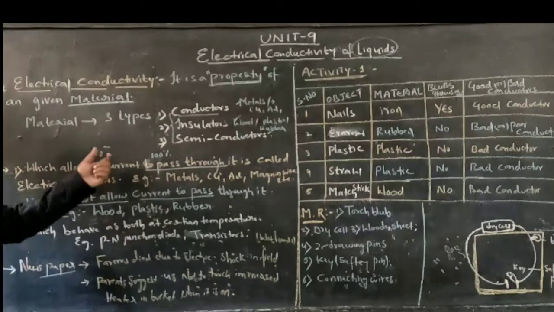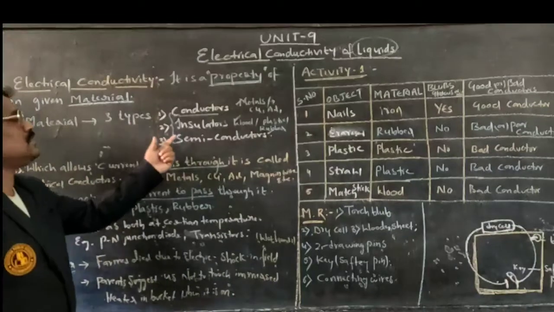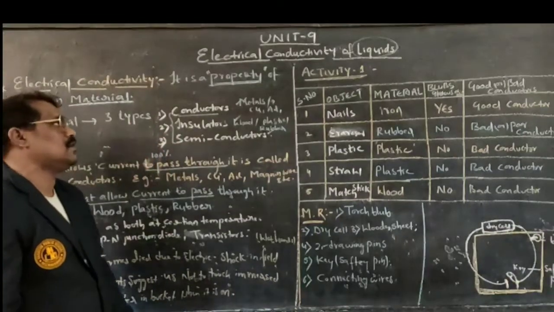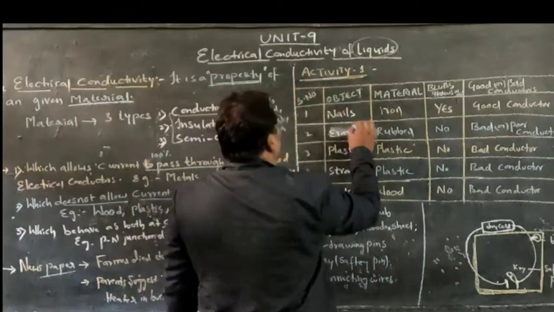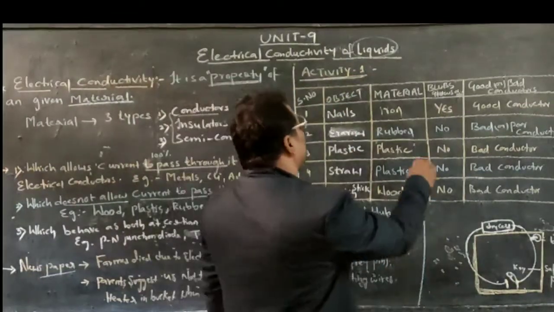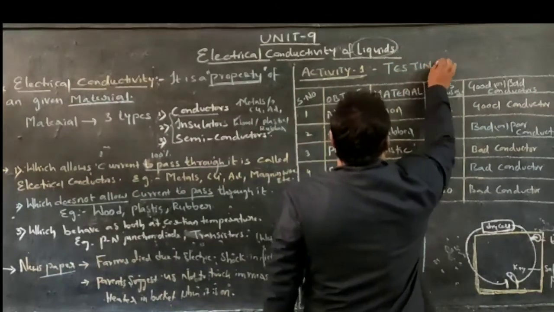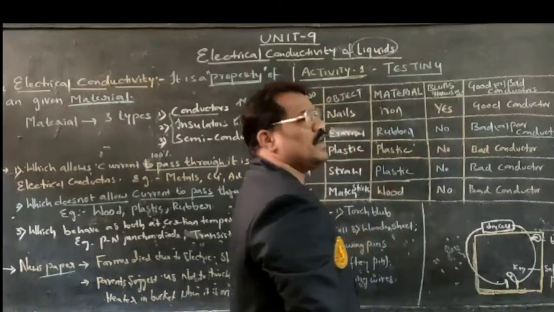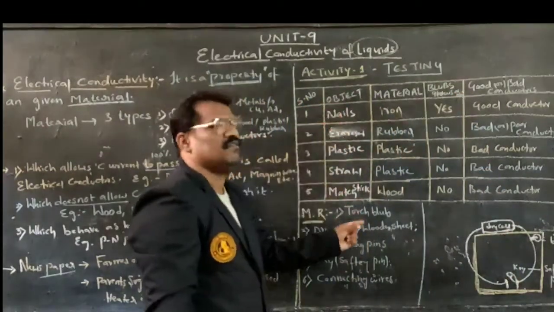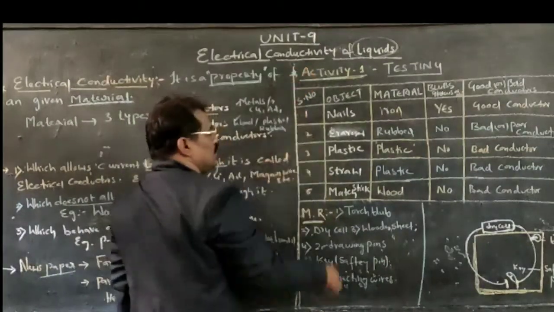We have also studied clearly that materials can be divided into three different types: conductors, insulators, as well as semiconductors. Now we are going to perform an activity to test whether a material is a conductor, whether it is a good conductor or a bad conductor, by taking different types of materials. That is nothing but Activity 1.